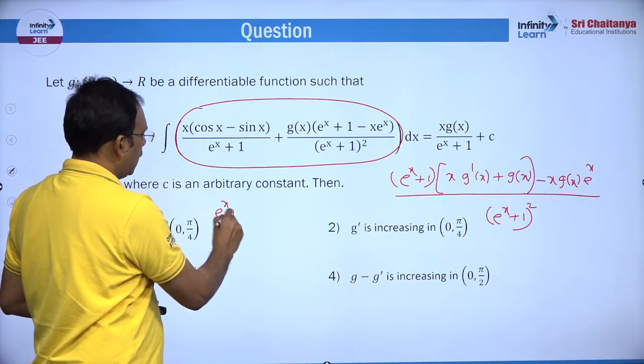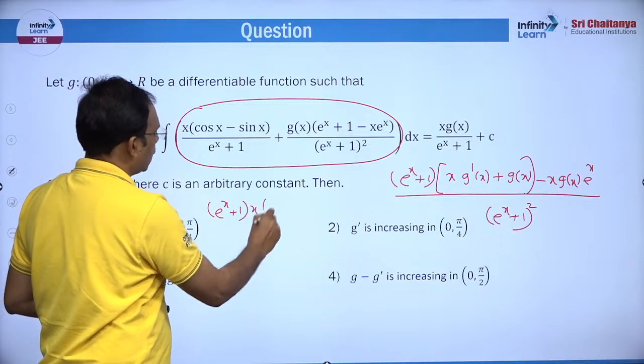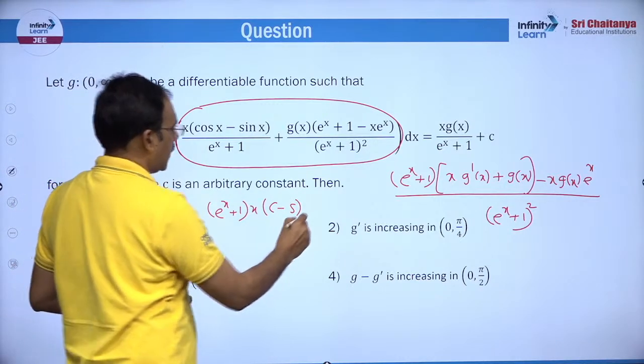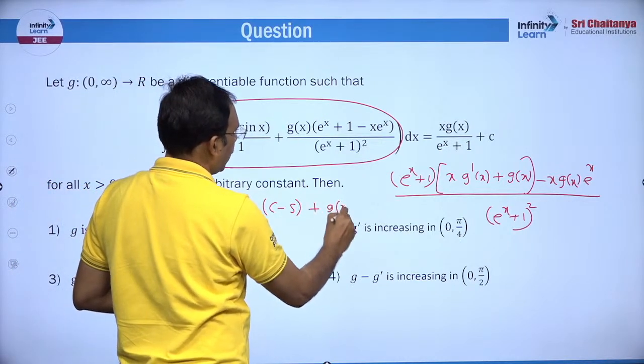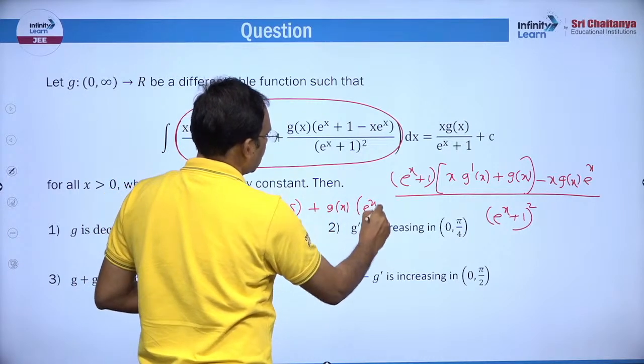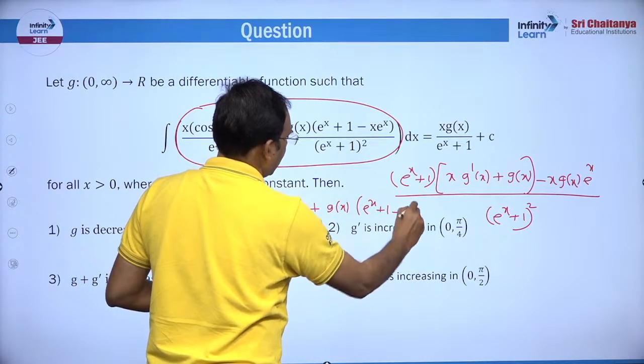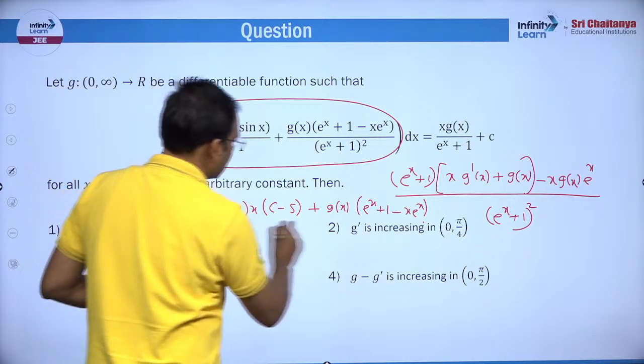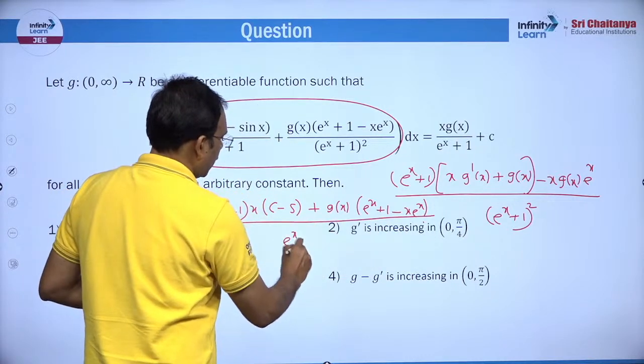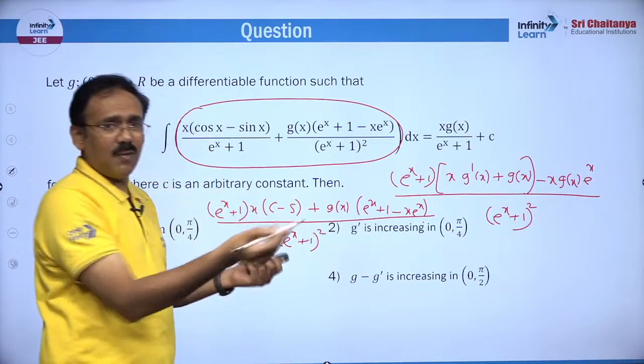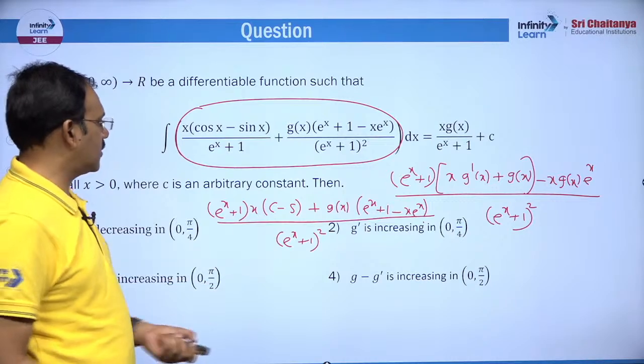Now, this can also be simplified, to maintain the derivative, e power x plus 1 into x into cos x minus sin x plus g of x into e power x plus 1 minus x e power x, you got by the same denominator e power x plus 1 whole square. You just compare, these two must be same, denominator same.